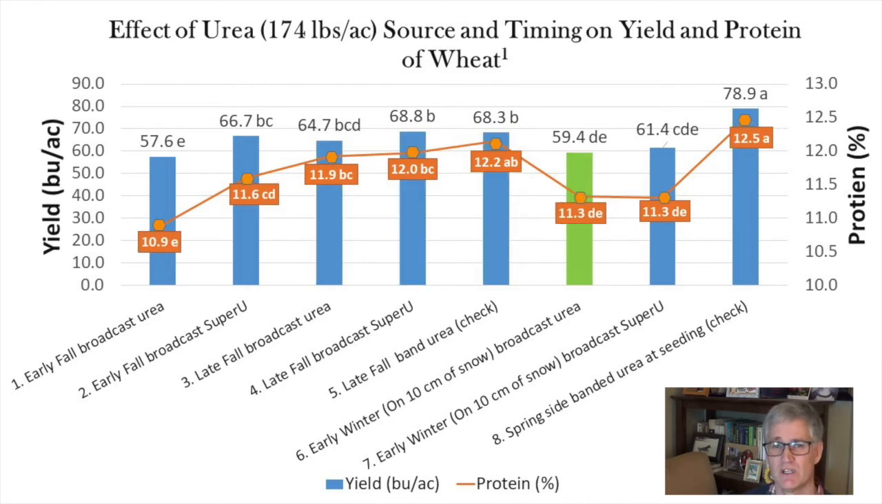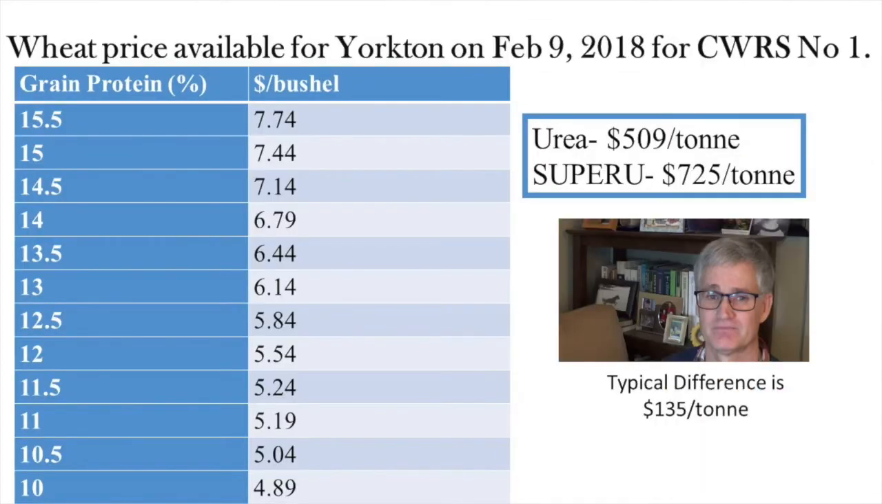When you broadcast urea in early winter on top of snow, we ended up with a very poor result. We have very low yield and very low protein, so we lost a lot of nitrogen by having done this. And using Super U at this time did us no favors at all.